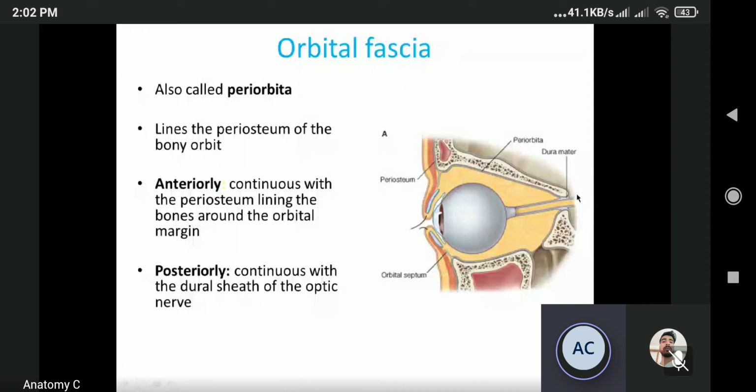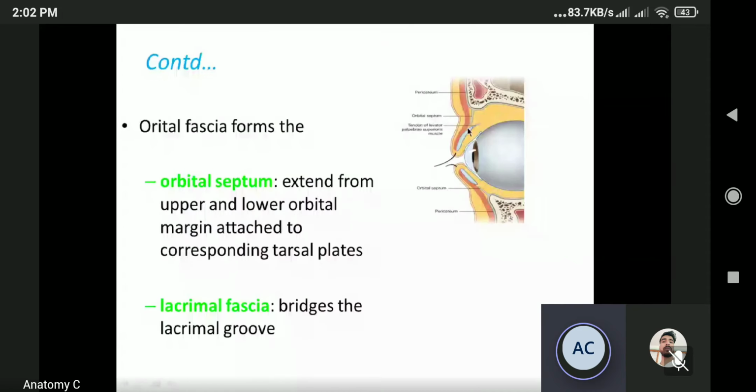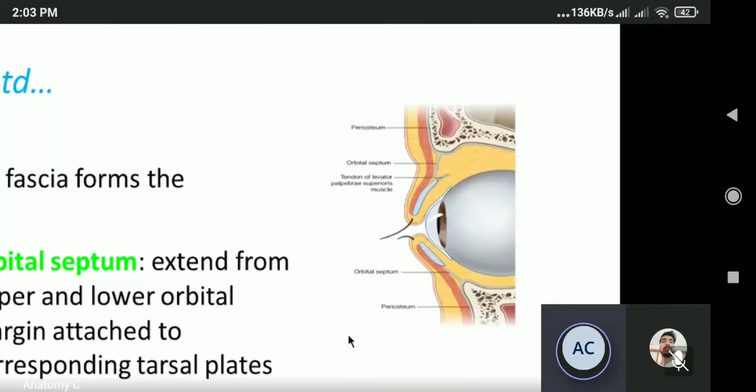So orbital fascia, look at it, this is orbital fascia, and this is forming the orbital septum. Look at it. So this orbital septum extends from upper and lower, both. This is also orbital septum. This is also orbital septum. So this orbital septum extends from the upper and lower orbital margin, and it is attached to the corresponding tarsal plates. Okay? So you can see here, these are the tarsal plates. So it is coming and attached to the tarsal plates.